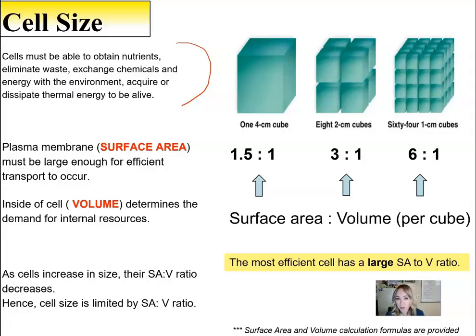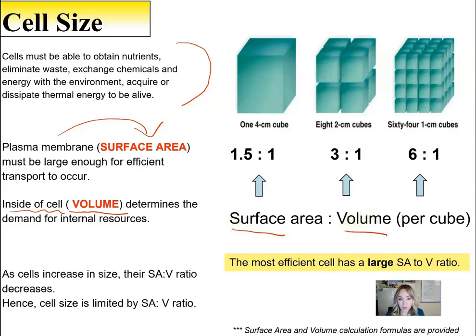So when we look at the plasma membrane, cell membrane, we are identifying it as the surface area. So that surface area, the plasma membrane, has to be large enough for efficient transport to occur. We compare the surface area to the volume, which is represented by the inside of the cell. So it means we have all the molecules and all the organelles within the cell, lots of metabolic activities happening within the cell. So if the cell is really, really big, that means the demand for such transport is going to be huge. So what we need to be able to do here is calculate the surface area and volume.